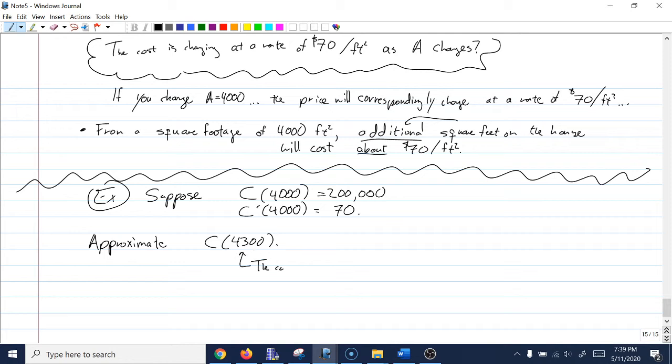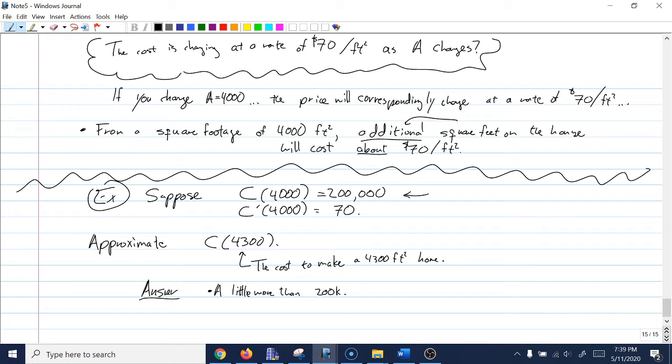This is the cost to make a 4,300 square foot home. I just said what this fact tells me, that making a 4,000 square foot home costs about 200,000. I don't need calculus to say, well, this is a little bit more than 4,000 square feet, so the total cost should be a little bit more than 200,000. This is like a first level approximation. It should be a little more than 200,000.